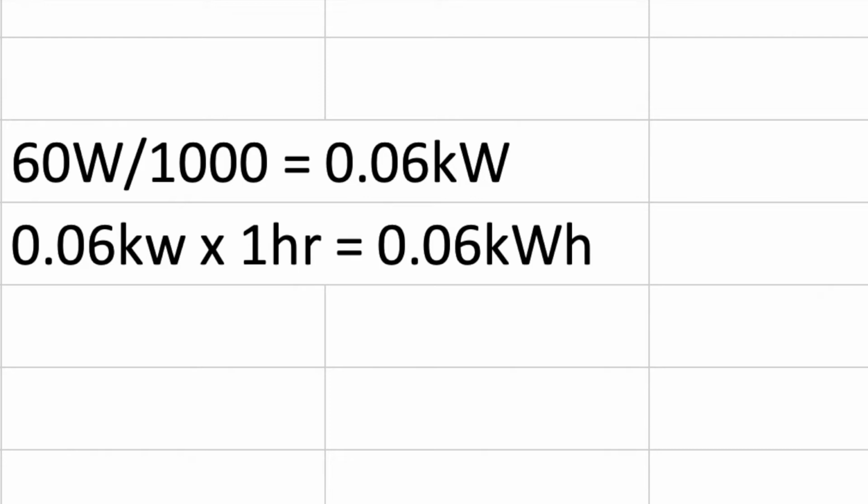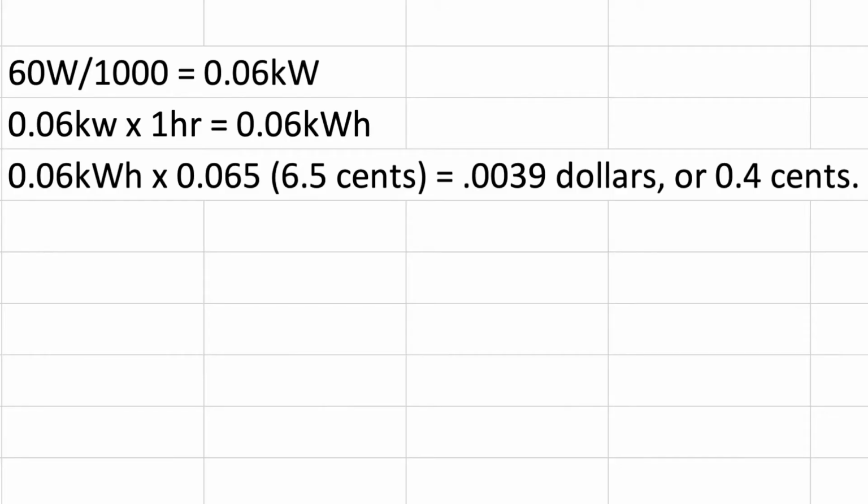We're getting 0.06 kilowatts times the number of hours that's being used. If we use 2 hours, 3 hours, or whatever, we just take that kilowatt rating and multiply it by the number of hours, and that's how many kilowatt hours of electricity is being consumed. Now, if you do the calculation, 0.06 times 0.065, which is 6.5 cents per kilowatt hour that I'm paying, you get 0.4 cents per hour.